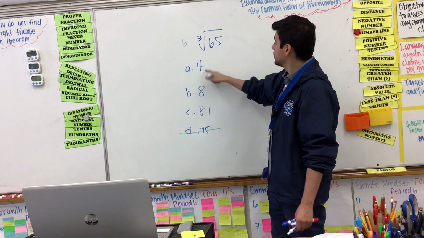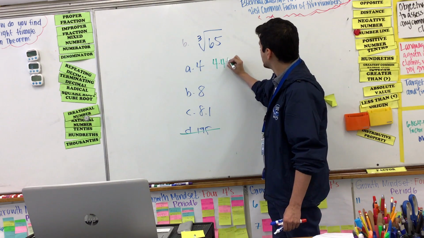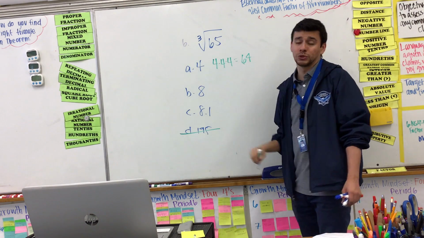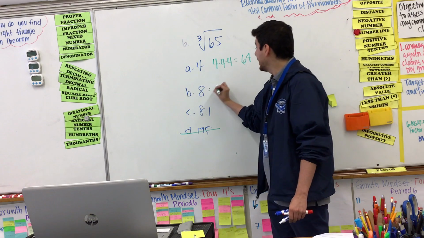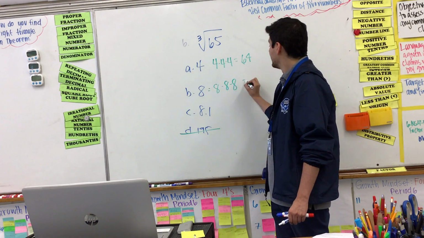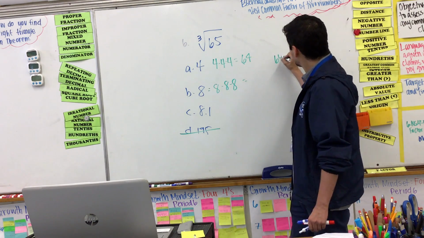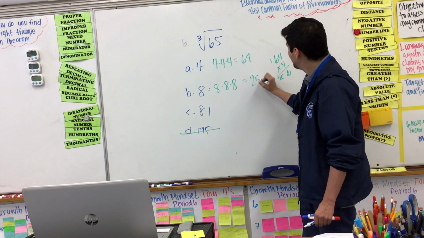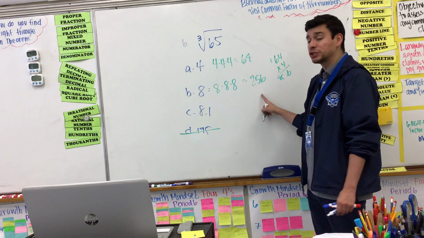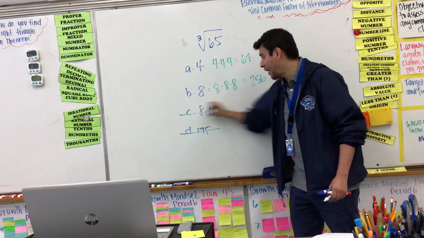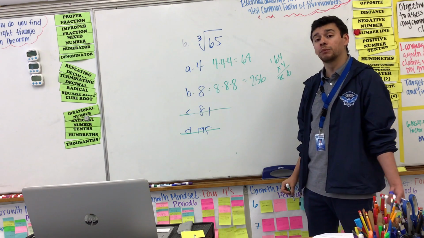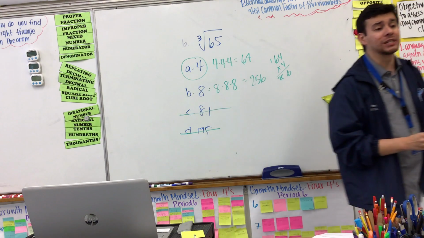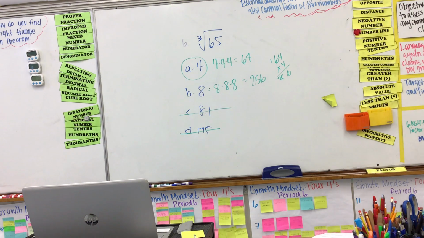So now let's go ahead and do this one. Well, I know 4 times 4 times 4 is actually 64. That is actually close to 65. If I do 8 times 8 times 8, I know that 8 times 8 is 64, and then 64 times 4, 24, that's actually 256. That is way too big. So I don't even have to try that one because that's going to give me something even bigger. So my final answer should have been A, because 64 is closer to 65.